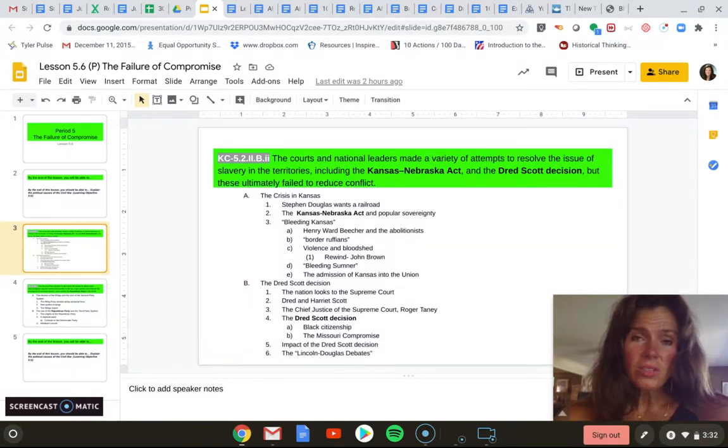This bloodshed also extends into the very hallowed halls of Congress itself in an event known as Bleeding Sumner. Charles Sumner actually does bleed. On the floor of the Senate, while he is giving a speech against slavery, because Sumner was from Massachusetts, a congressman from South Carolina, Preston Brooks, walks over to him and begins pummeling him with his cane, leaving him in a bloody mess on the Senate floor. This event is known as Bleeding Sumner.